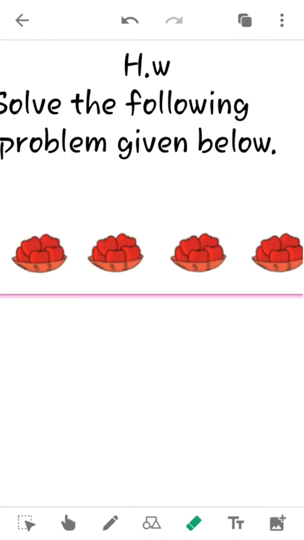Solve the following problem given below. How many baskets are there? 1, 2, 3, 4. And how many apples are in each basket? 1, 2, 3, 4, 5. So you have to write the number of baskets and the apples in each basket and multiply, and you will get the answer.